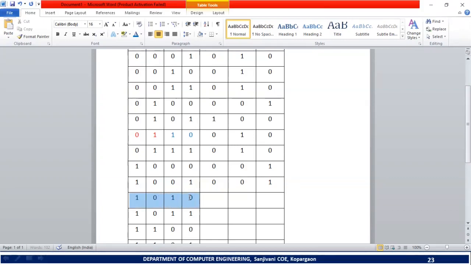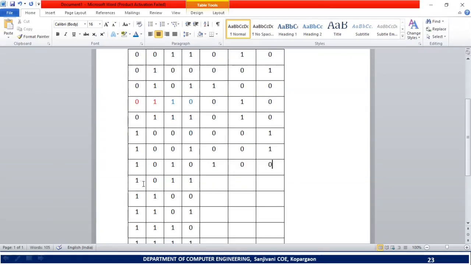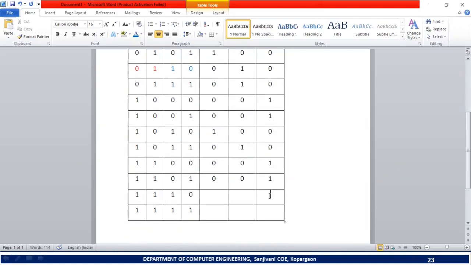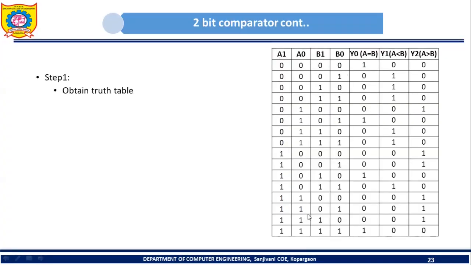Now see what is happening here. Both are equal. Here B is greater. So that's why this output will be 1. Remaining two outputs will be 0 0. Here A is greater, remaining two outputs 0 0. Here also A is greater, 0 0. Then here again A is greater, remaining outputs 0 0. Here both are equal, so 1 0 0. So the same truth table is shown here.